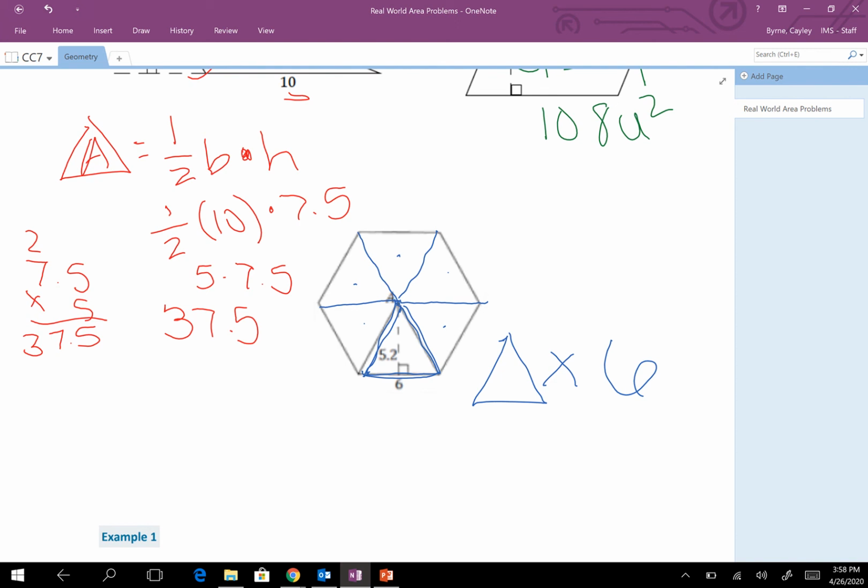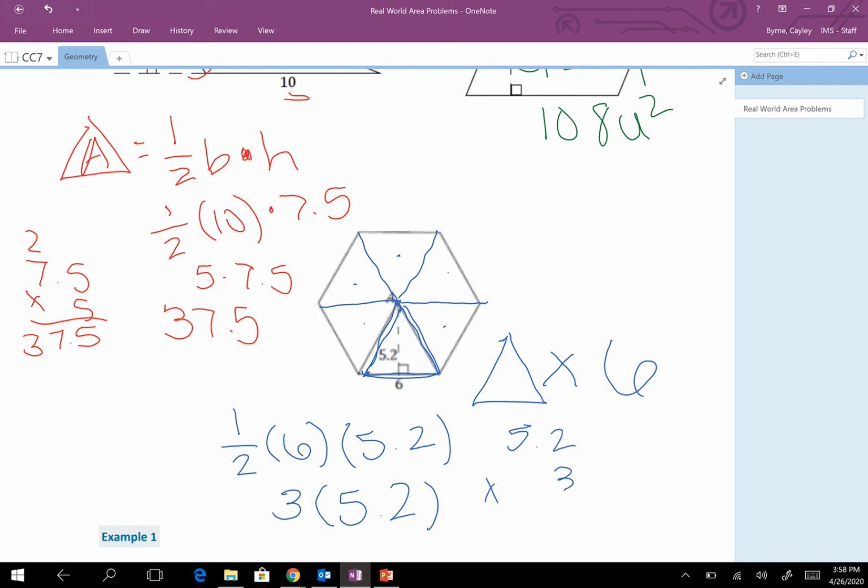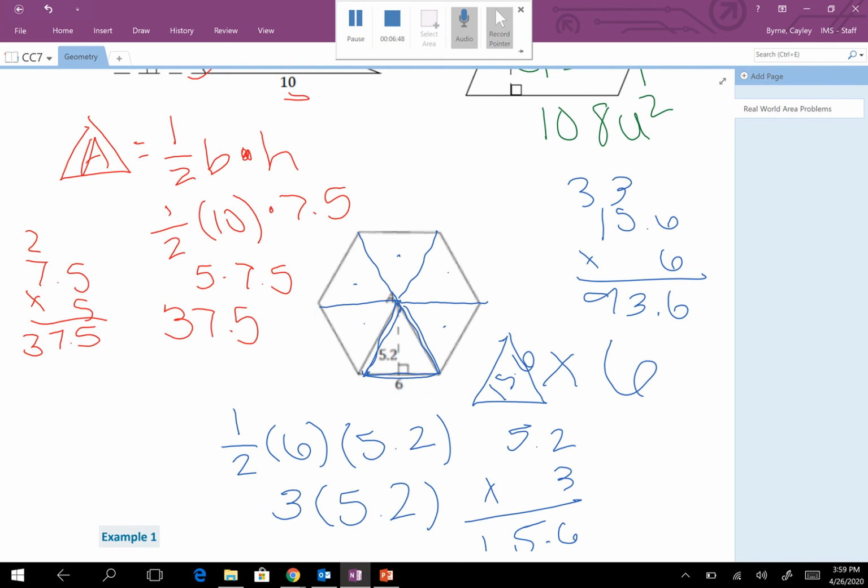So if I have a height of 5.2 and a base of 6, it's half of the base times the height. Half of 6 is 3 times 5.2. I'm going to go ahead and do that out really quick. So it is 15.6 for this one triangle, but now we need to multiply that by 6 to get all of them. So 15.6 times 6. Right, so it should be 93.6 units squared.